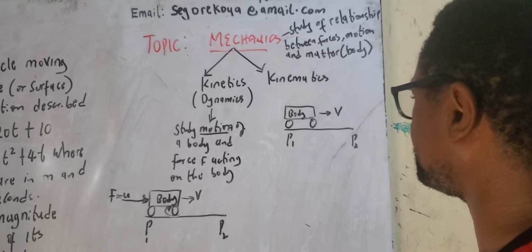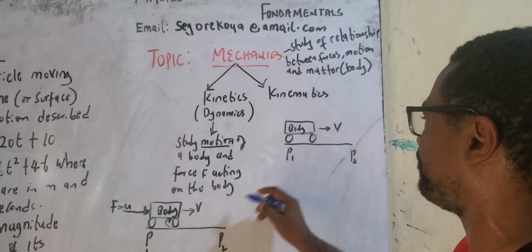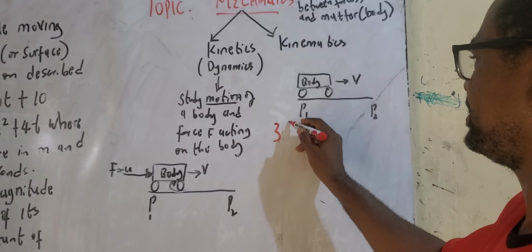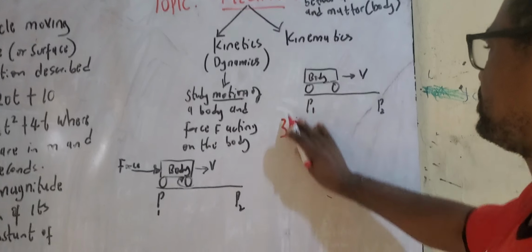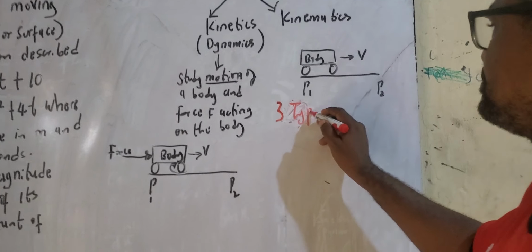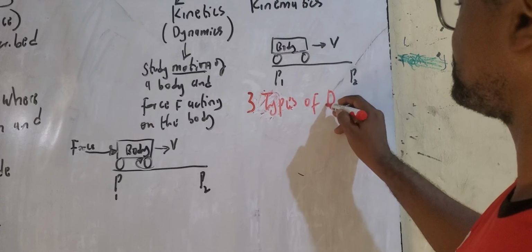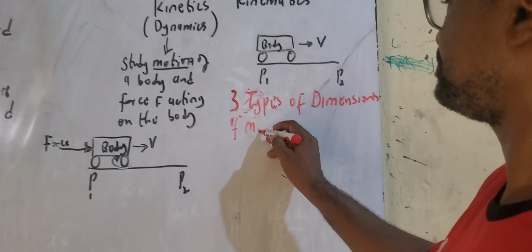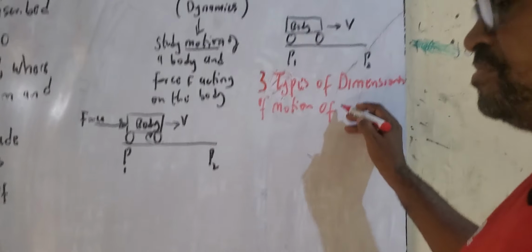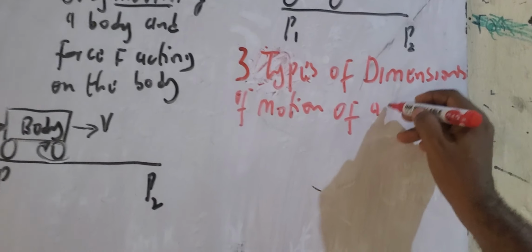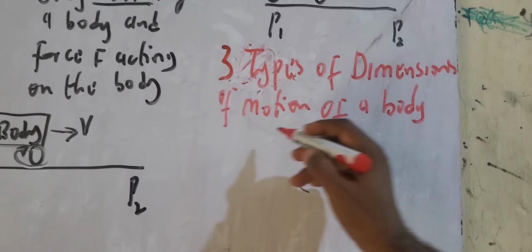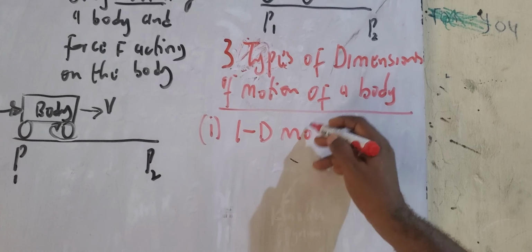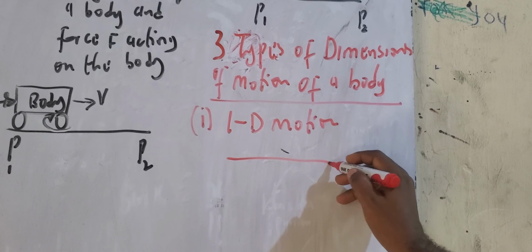Now, before I go into mechanics, there are three types of dimensions of motion of a body. The first one is 1D motion. That is the motion of a body along a straight line.